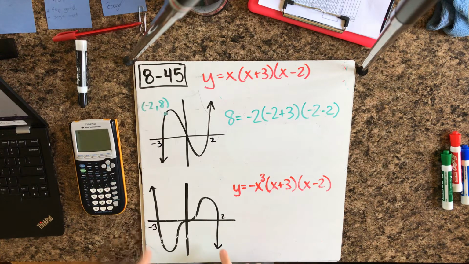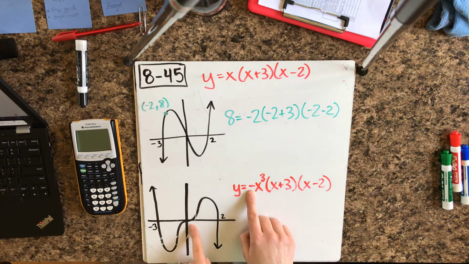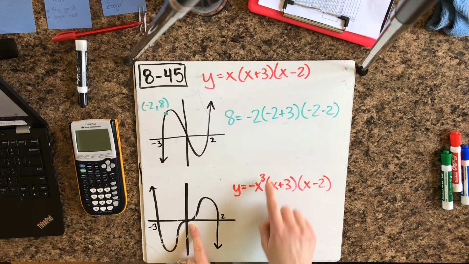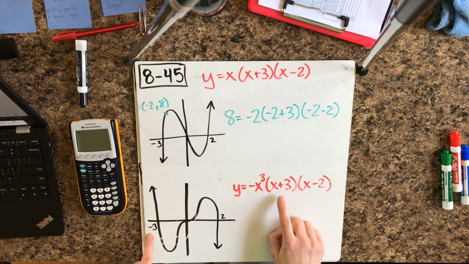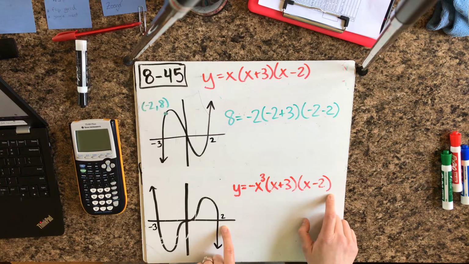The second one is a negative orientation, so we have a negative. It does a lounge right through 0, 0, so x cubed. It goes through negative 3, and it goes through positive 2. So you should have that.